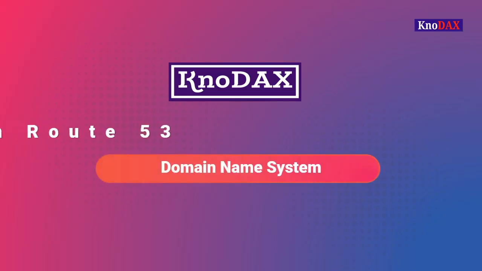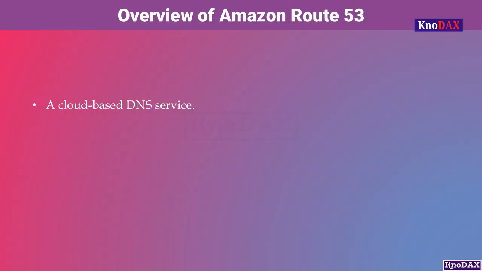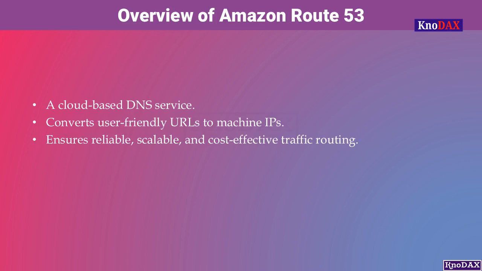Amazon Route 53 is a powerful domain name system. Let's start with DNS, its foundational concept. Amazon Route 53 is a highly available and scalable cloud-based domain name system, DNS. It maps human-friendly URLs into machine IP addresses, providing a reliable and cost-effective way to route traffic to internet applications.